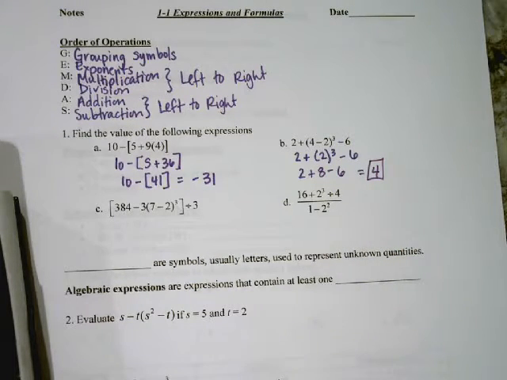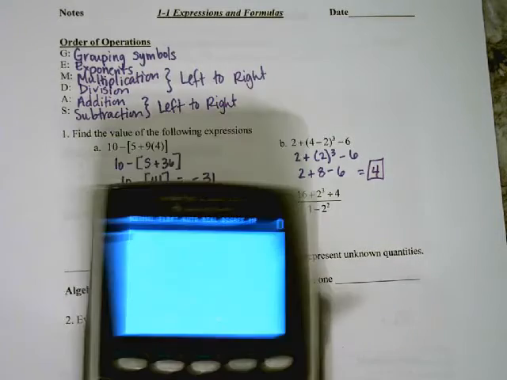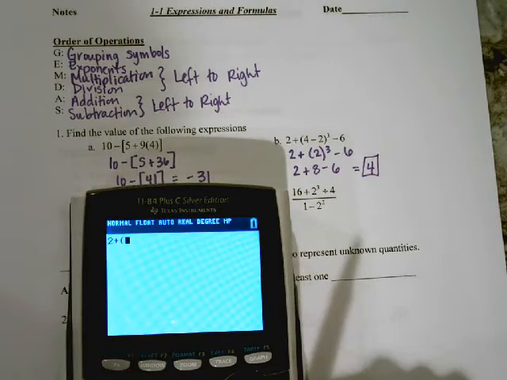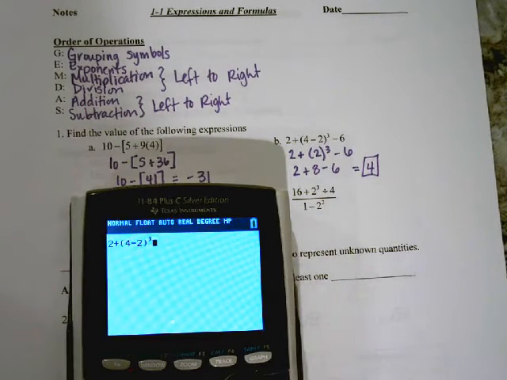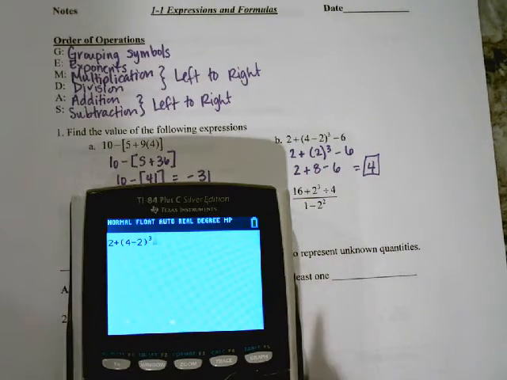All right, let's check it with our calculator. 2 plus parentheses 4 minus 2, raise it to the third power. You have to push the arrow button to get out of there, otherwise you're going to still be typing inside of your exponent. We indeed did get 4.